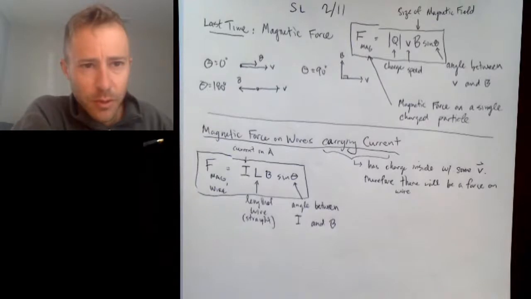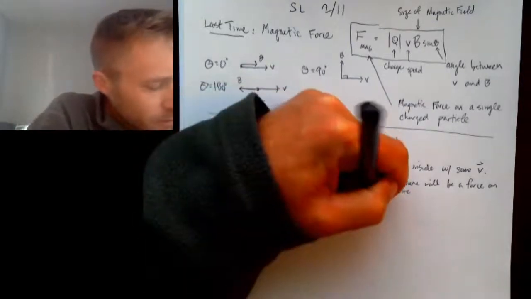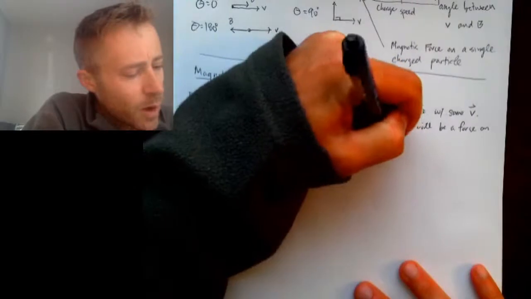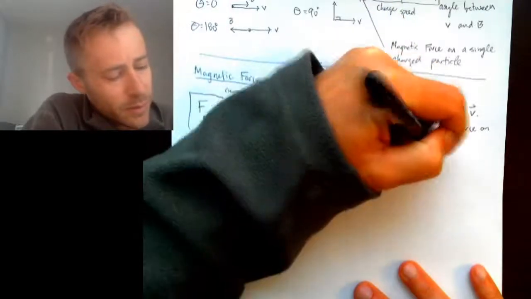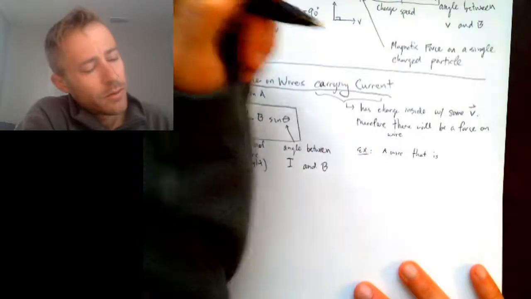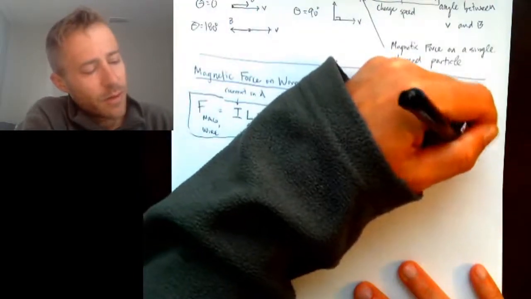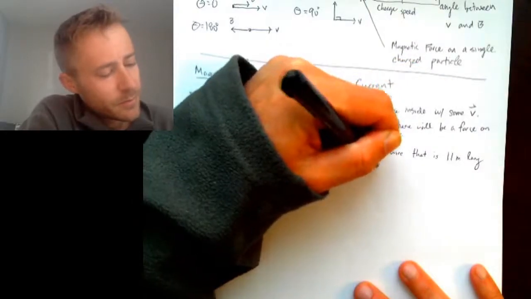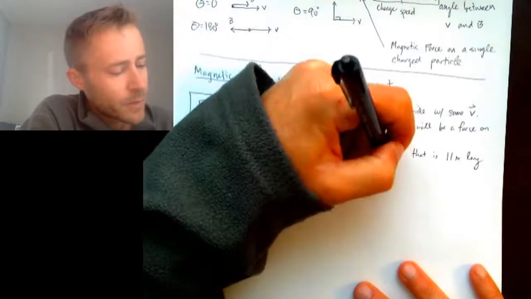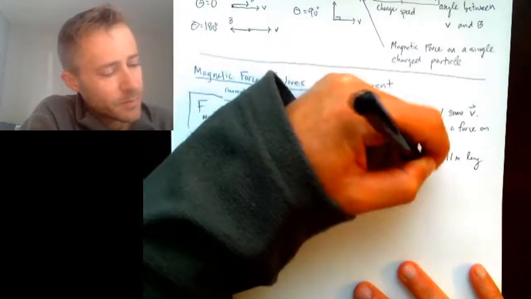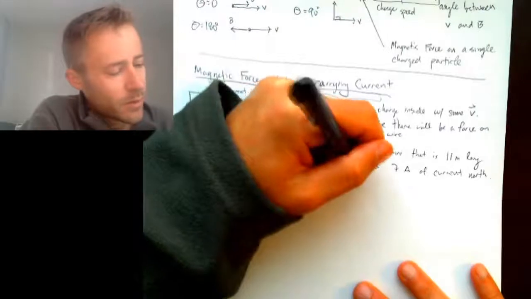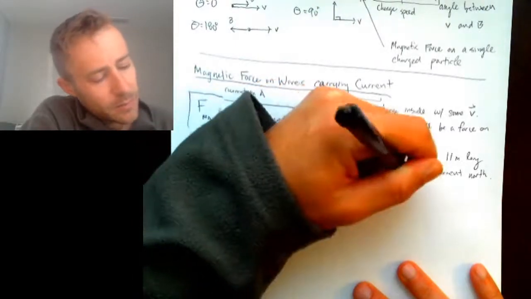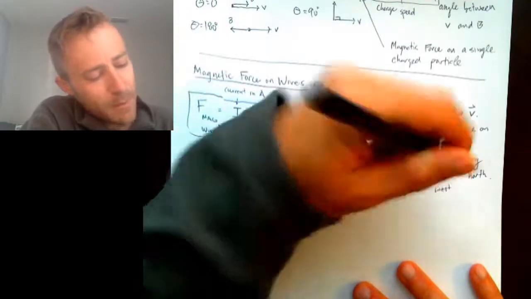So why don't we do just a really quick example. Let's suppose a wire that is 11 meters long carries 7 amps of current in the northward direction. There is a 2 Tesla west magnetic field.